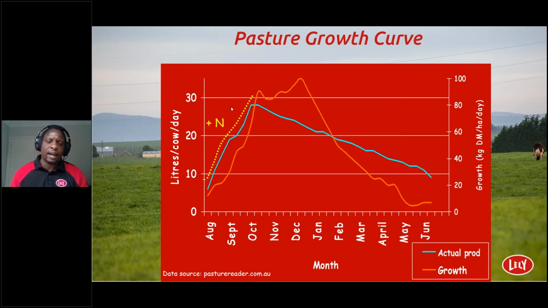If conditions are favorable and you are able to apply nitrogen fertilizer in winter, your pasture growth curve will shift to the left to this yellow dotted line here. And this means you have early feed, which you can turn into milk, and it helps you to minimize the amount of supplements you are going to feed your cows when they calve. Thus, there's an opportunity to use nitrogen fertilizer as a supplement.